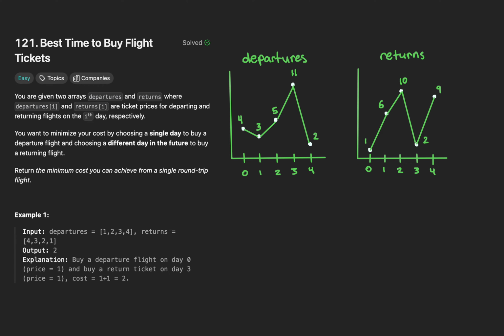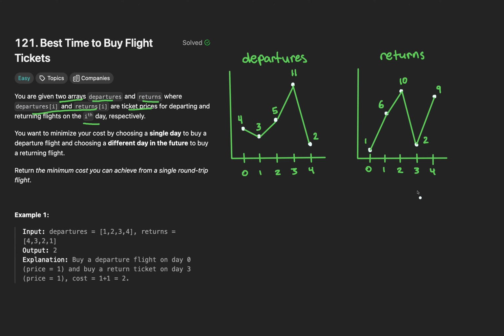At least in my experience, I've almost never seen Meta ask the original LeetCode question. They very much prefer this variant, where instead of 1 array, we're now given 2 arrays, departures and returns, where the values are ticket prices on the ith day. So looking at our example here, we have the 2 vectors, departures and returns. They're guaranteed to have the same length.